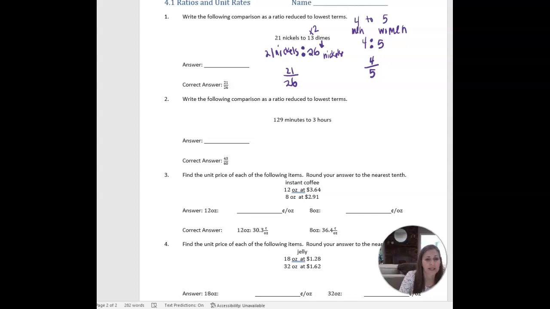Okay, the next one, again, we need to compare the same unit. So we need to convert hours to minutes. We're given 129 minutes, and we need to compare that to how many minutes would be in 3 hours. Well, we know every hour has 60 minutes, so 3 times 60 means that 3 hours is 180 minutes. Okay, now ratios have to be reduced. You can see from the answer that they've reduced this.